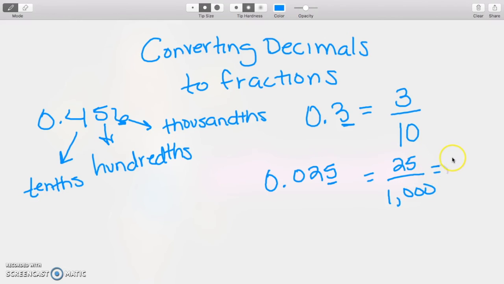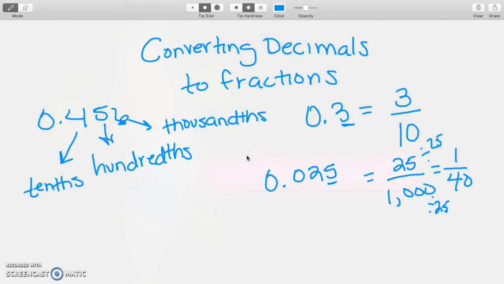Here we can reduce this fraction, and if I were to reduce this fraction, you can reduce it by 25. So we know that 25 divided by 25 would give us a 1, and then we would divide 1,000 by 25, and that will give us 40. So our new fraction would be 1 over 40. So keep in mind we are reducing, and when you're reducing, you're dividing. And so we got 1 over 40.